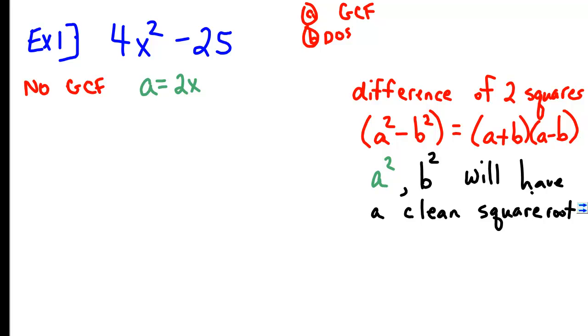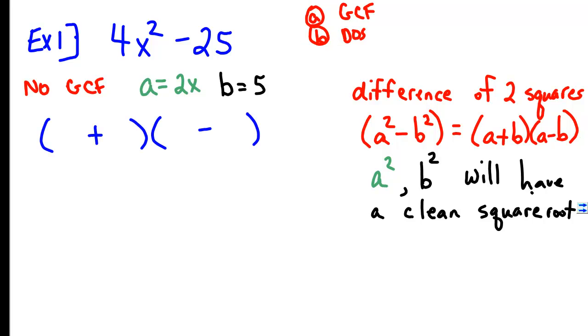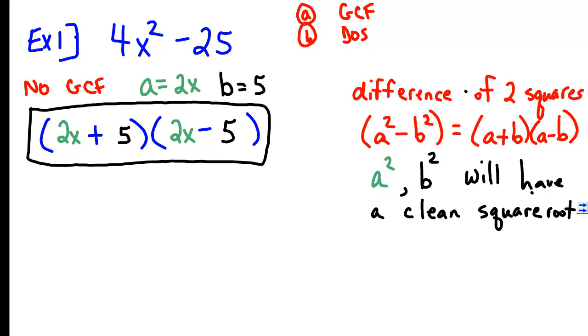A is equal to 2x, because the square root of 4x squared is 2x. And b is equal to 5, because the square root of 25 is 5. So we just put them in our parentheses, and we get 2x on both sides. We put 5 on both sides, and we get 2x plus 5 times 2x minus 5. This problem is done. I'll show you a check on it, and then this way you can always go back and check to make sure you're correct.